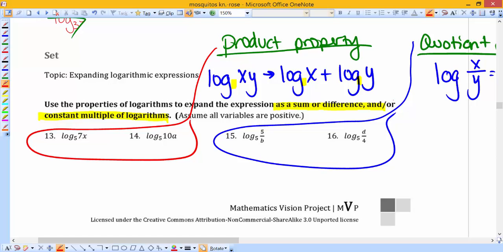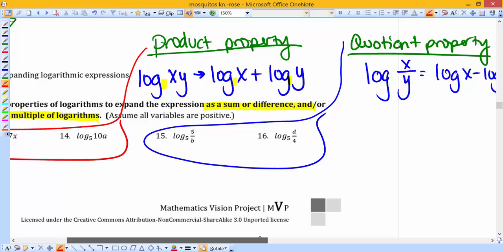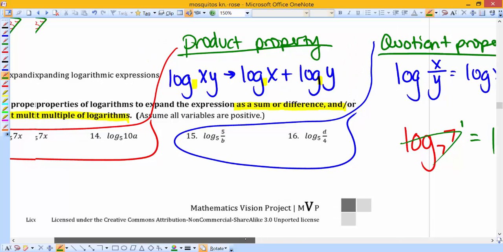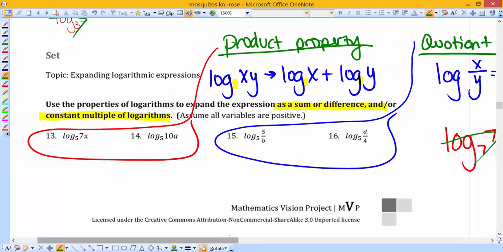Now, when you can cancel something, you need to recognize when it cancels. For example, if I have a log base 7 of 7, this is going to go away. It doesn't give us 0 because there's an invisible exponent here, and it will equal 1. So you want to get in the habit of recognizing all of the properties of logarithms. And we will be making a foldable for this, so that way you guys can keep all of your properties in one place, and you'll have examples that go with them.